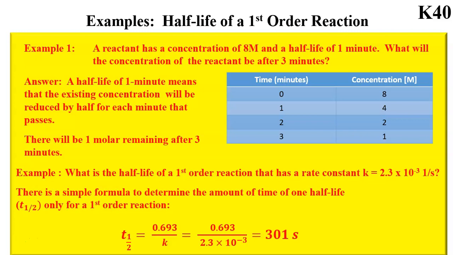So, example: what is the half-life of a first-order reaction with a rate constant of k equals 2.3 times 10 to the negative third? There's a simple formula to determine this. That's the formula given on the previous page. So we have the rate constant, so we simply take the number 0.693 and divide it by that rate constant, and in this case we'll get a half-life of 301 seconds.